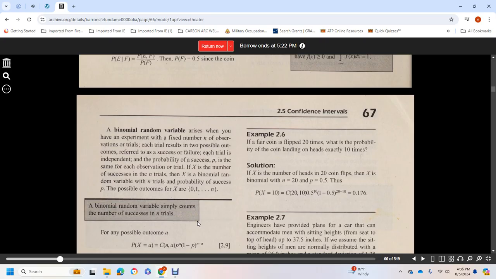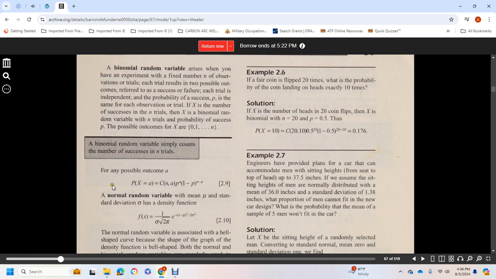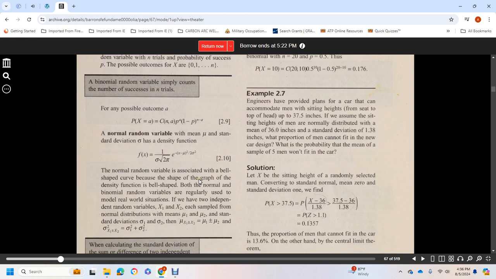A binomial random variable simply counts the number of successes in the number of trials. For a possible outcome a, the probability that x is equal to a is n choose a, times p to the a, times 1 minus p to the n minus a.